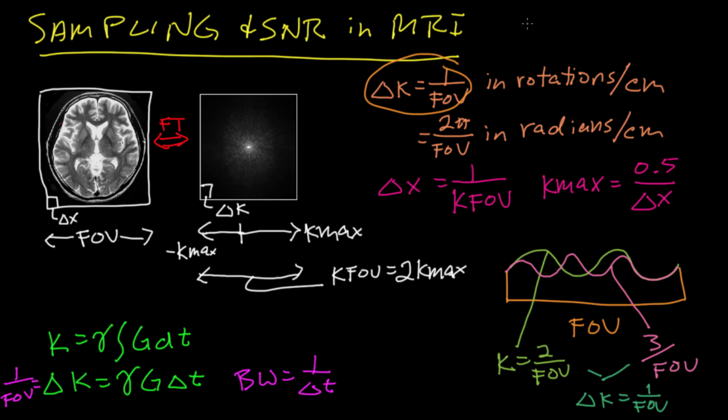Another intuitive way of thinking about the bandwidth is that it is the frequency difference between the spins at one edge of the field of view and the spins at the other edge of the field of view. And that's simply equal to FOV times gamma times G. And that's easy to understand because the quantity gamma G is just the gradient converted into units of hertz per centimeter. So that, multiplied by the field of view, should give you the frequency difference between one edge of the field of view and the other.